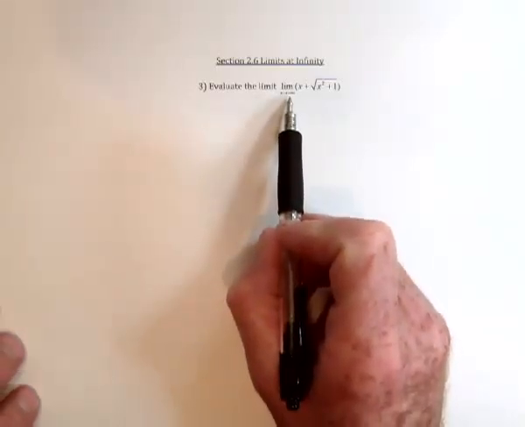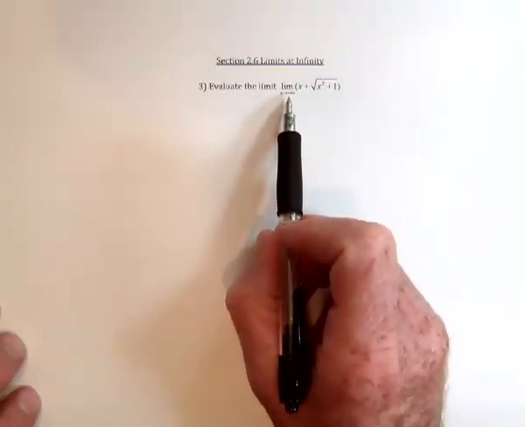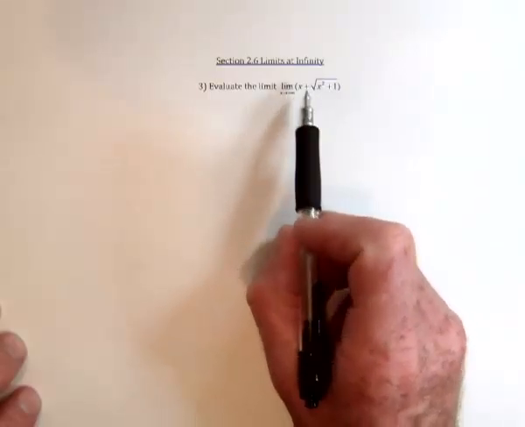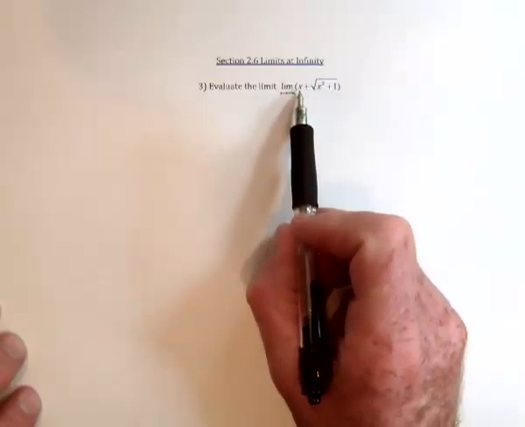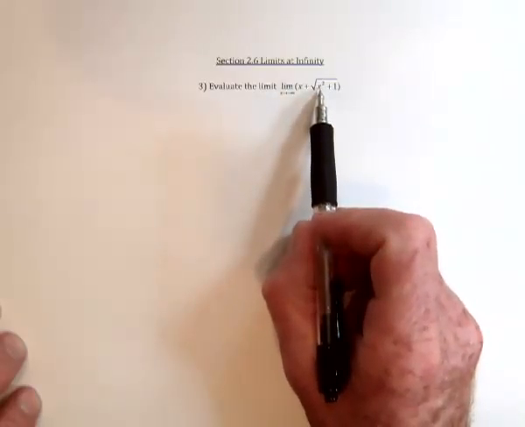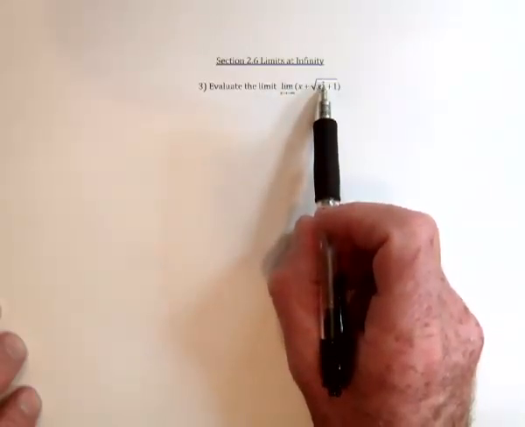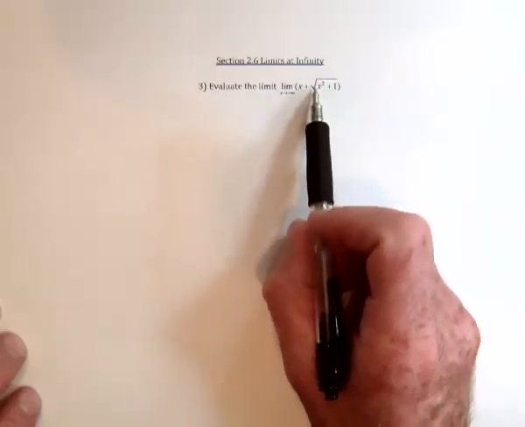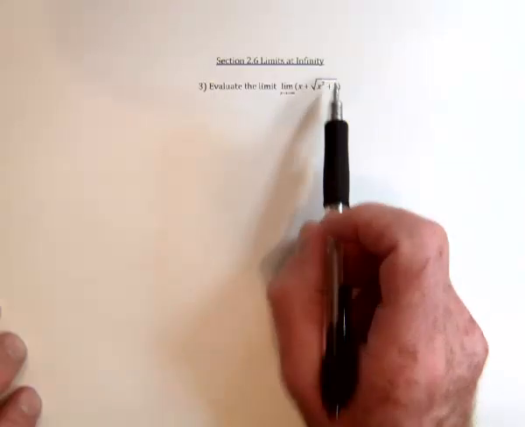Notice in here that this has x going to negative infinity. So this is going to be a negative infinity. This is going to be a negative number squared, so that's positive. Add 1, it's still positive. Take the square root, it's still positive.